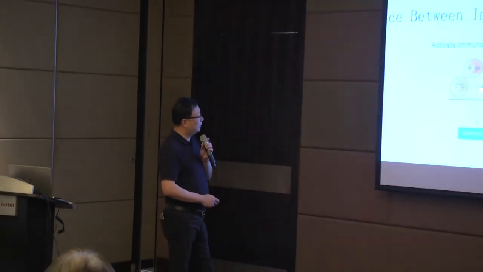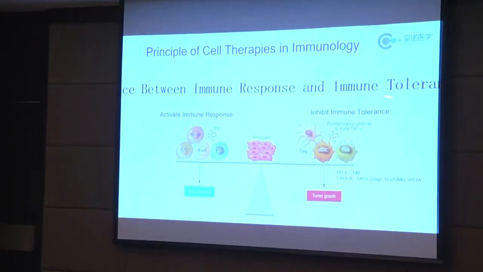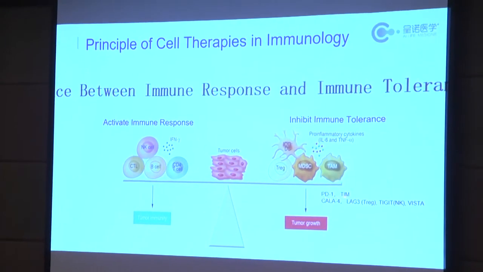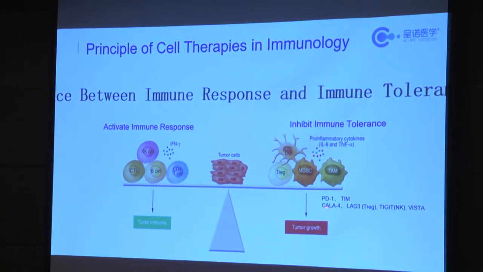And when we think about using immunotherapy to treat cancer, actually we work on two sides. On one side, we need to activate the immune response. So actually, there are a couple of cells for us to choose: T cells, NK cells, and B cells. On the other side, we need to inhibit immunotolerance. And actually, a lot of drugs have appeared in the clinic at the moment, such as CTLA-4 and PD-1.